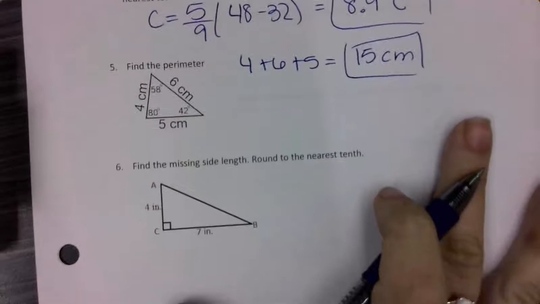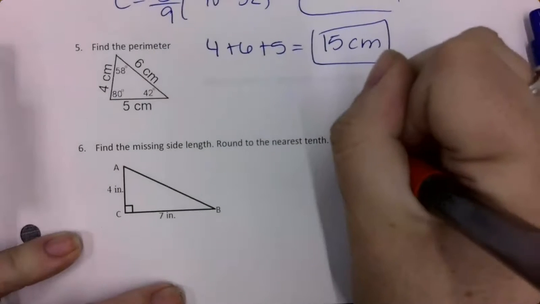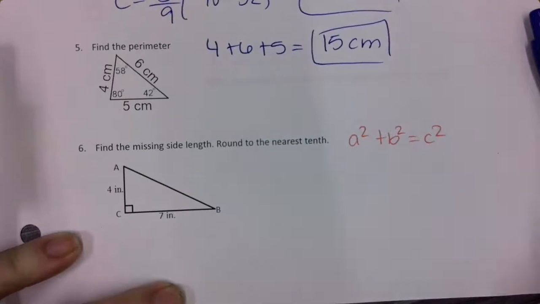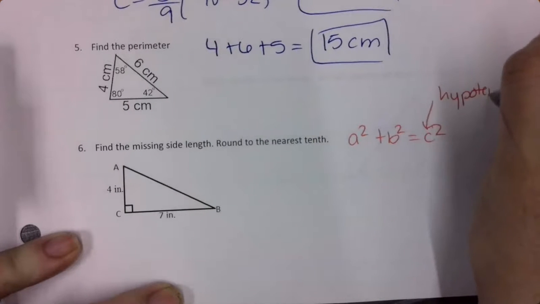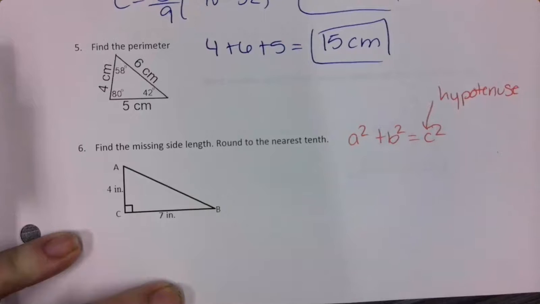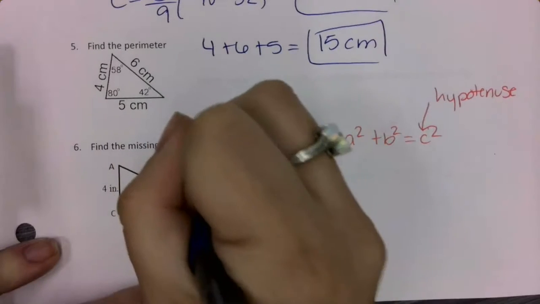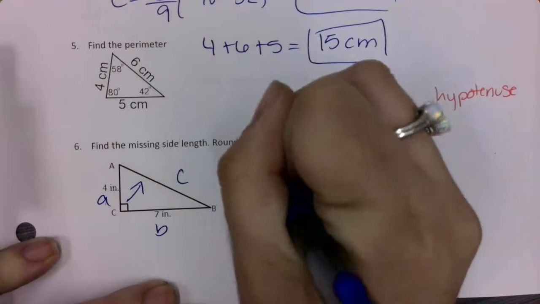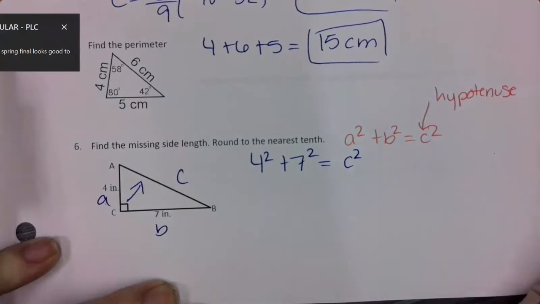Number 6 wants me to find the missing side length and to round to the nearest tenth. This is going to use the Pythagorean theorem. The a squared plus b squared equals c squared, where c is my hypotenuse. So the hypotenuse is always the side across from the right angle. And then a and b don't matter. So I'm going to have 4 squared plus 7 squared equals c squared.